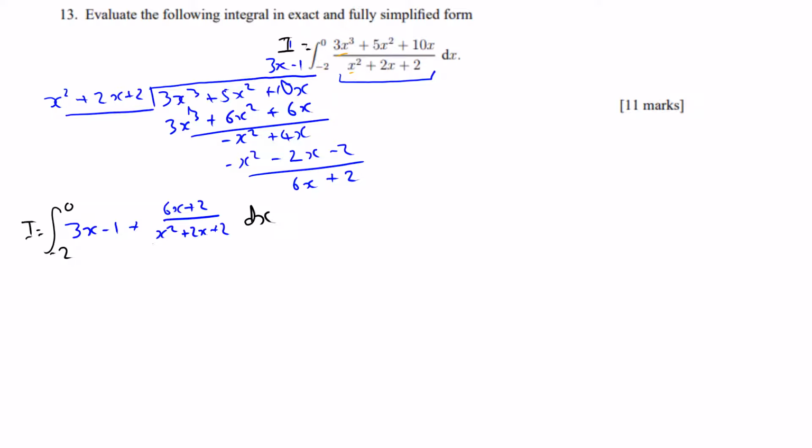So the first thing to do, let's take out a factor of 2. So we're going to have our integral 3x minus 1 plus 2 lots of our function here, and I'm going to call this f of x, where f of x equals 3x plus 1 all over x squared plus 2x plus 2. So what we want to do now is ignore the rest of it, and take f of x and change that into a function which we can integrate.